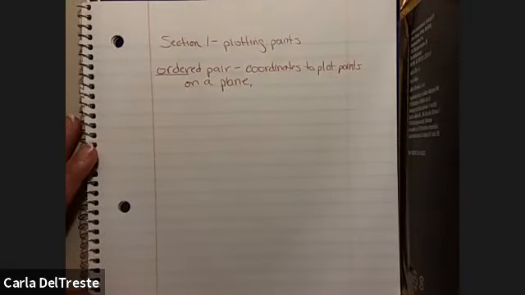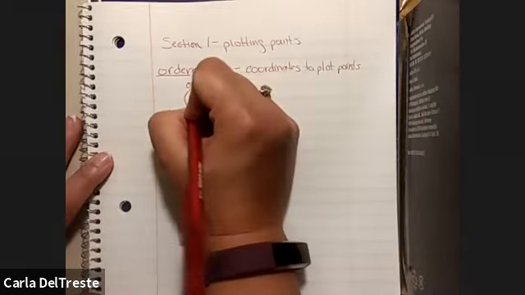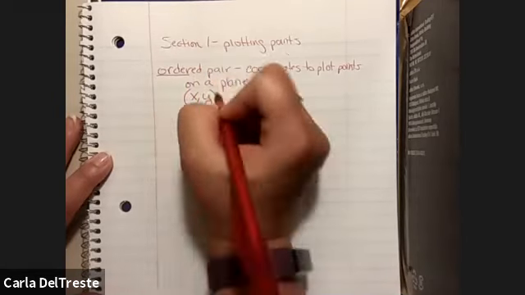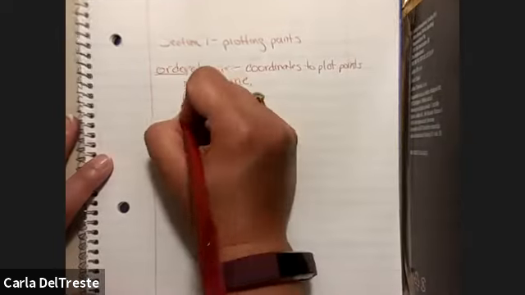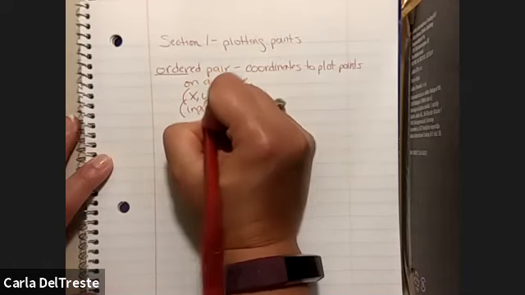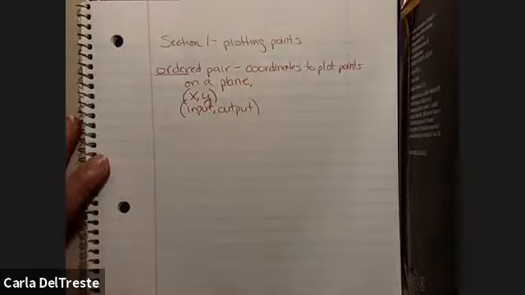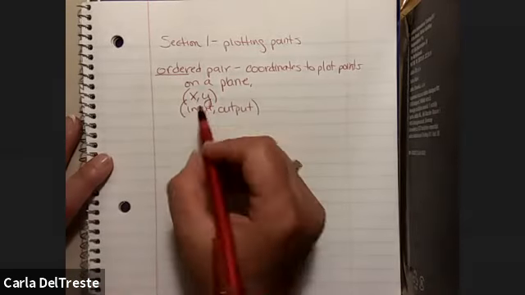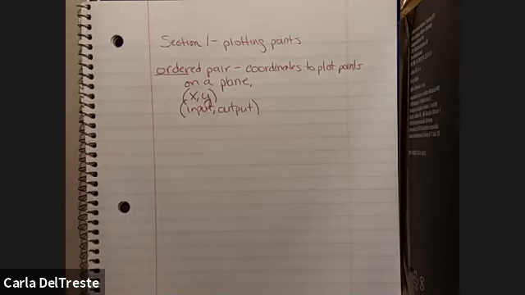So the plane basically is the grid. Okay, we're working with two dimensions, X and Y. And so the order comes in because you have to go in the X direction first and then the Y direction. So ordered pairs will always go X comma Y, or in other words, they go input comma output. I would much rather you understand input versus output rather than stay with X and Y.